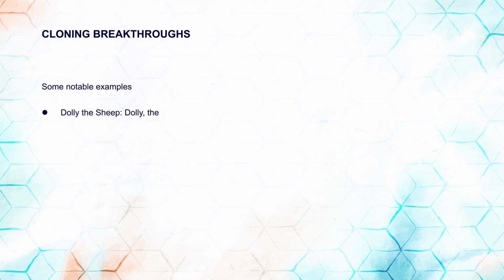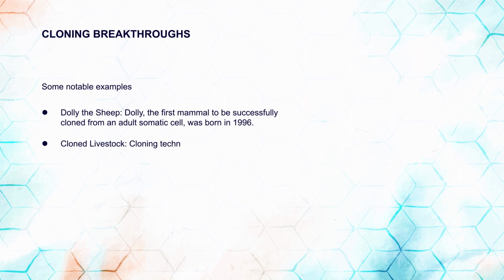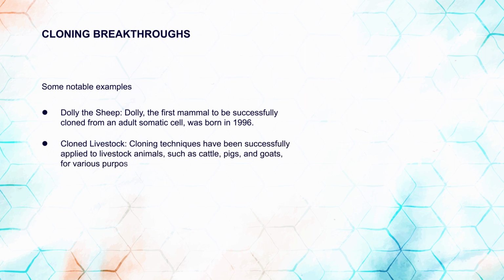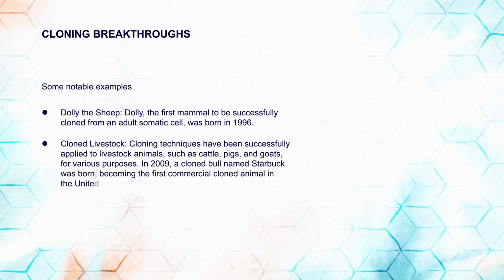regenerative medicine. The first example is Dolly the sheep, the first mammal to be successfully cloned from an adult somatic cell, that was born in 1996. This breakthrough, led by researchers at the Roslin Institute of Scotland, demonstrated the feasibility of cloning using somatic cell nuclear transfer. Dolly's birth opened up new possibilities for cloning in various animal species.